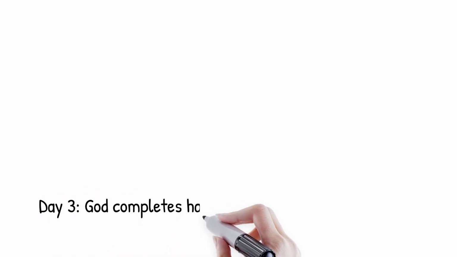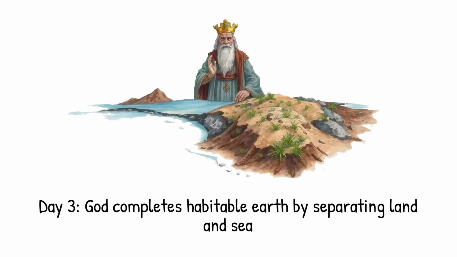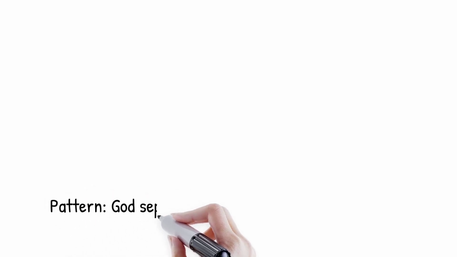Genesis 1 is structured so that days 1 through 3 form and organize the world's environments, and days 4 through 6 fill those environments with inhabitants. On day 3, Genesis 1:9 through 13, God finishes shaping the earth as a place for life by first separating the sea from the land, then causing vegetation to grow on the newly exposed ground. This continues the pattern of separation and ordering that began earlier.